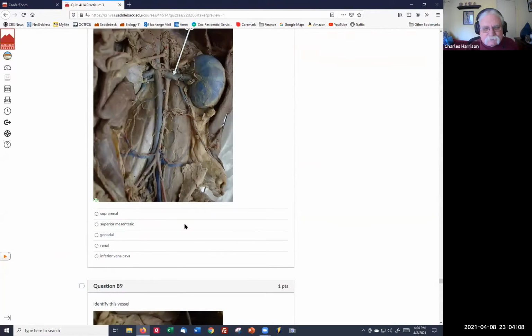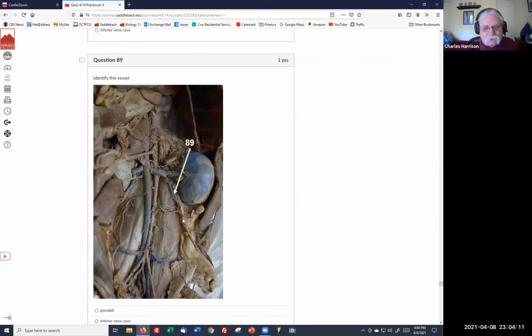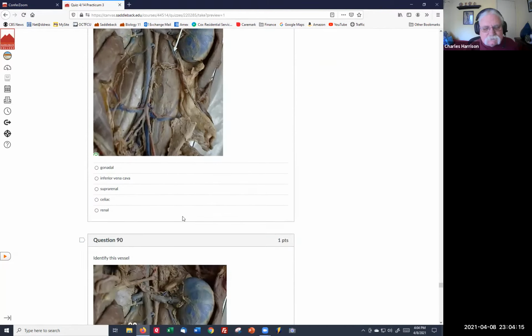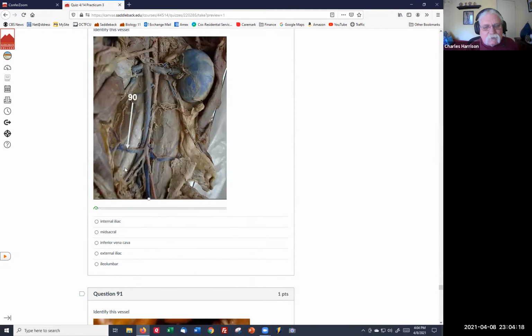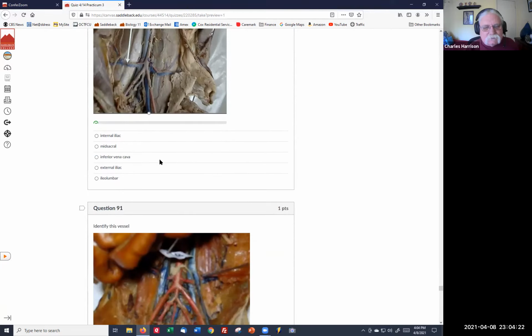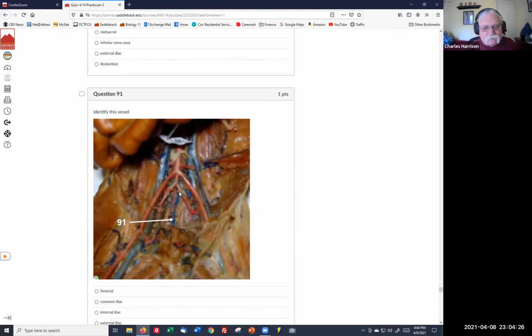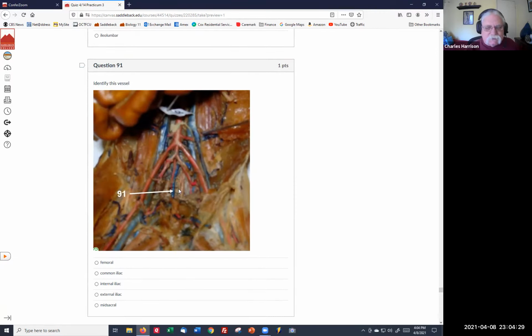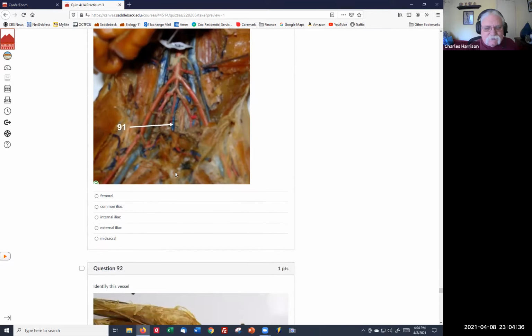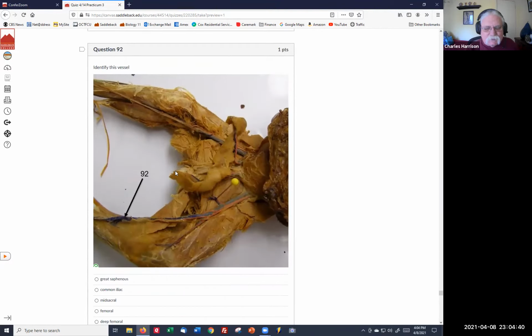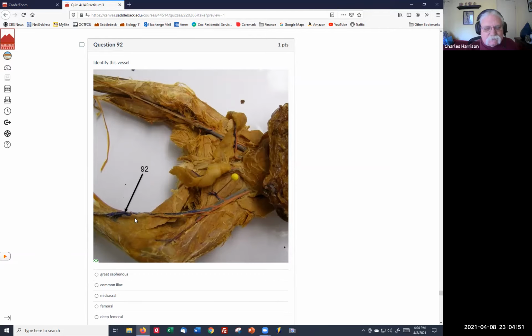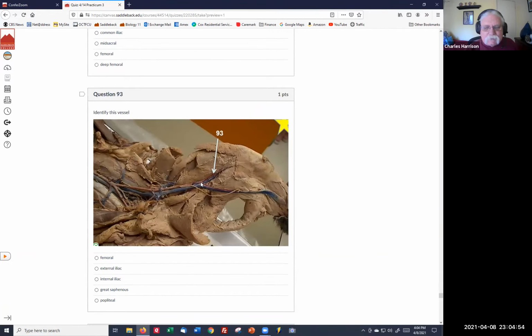Renal, gonadal, iliolumbar, midsacral. Bad picture, but there's really no need to change it. I said iliolumbar. You should have slapped me. Midsacral. Over here, number 92 is the great saphenous. Remember, it runs on the medial side of the knee. Here's the popliteal. It's going to run behind the knee.